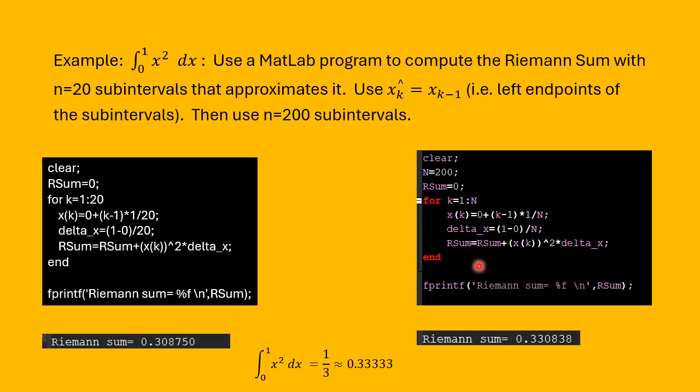This is a little bit more general and easier to change for different values of n. If you want to see what happens with 300 subintervals, all you have to do is change this one line to capital N equals 300. And in that case, hopefully, you would see that we get a Riemann sum that is even closer to 1/3.